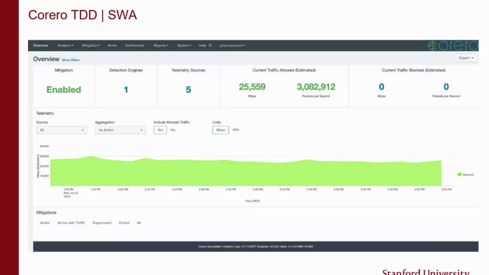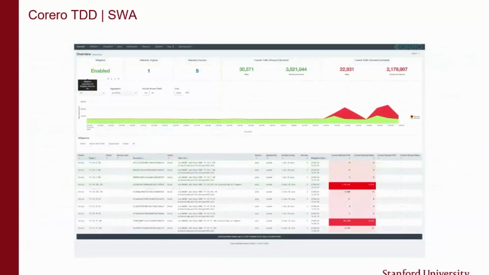Okay, this is the front page of the SecureWatch Analytics box. And essentially, the way the SWA looks at Corero is it's got one detection engine and 5 telemetry sources. This is one NTD box that's receiving the sample packets and 5 routers that basically send it telemetry.